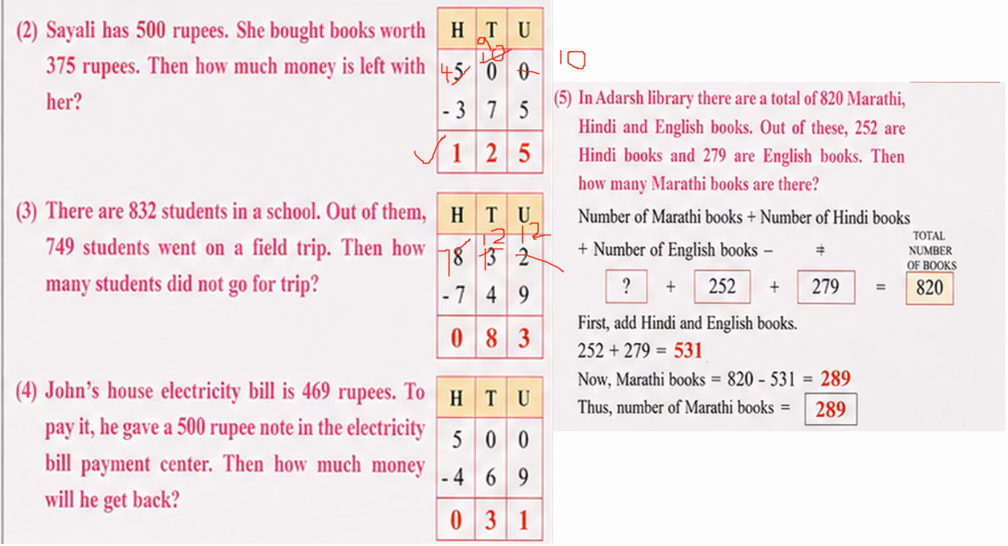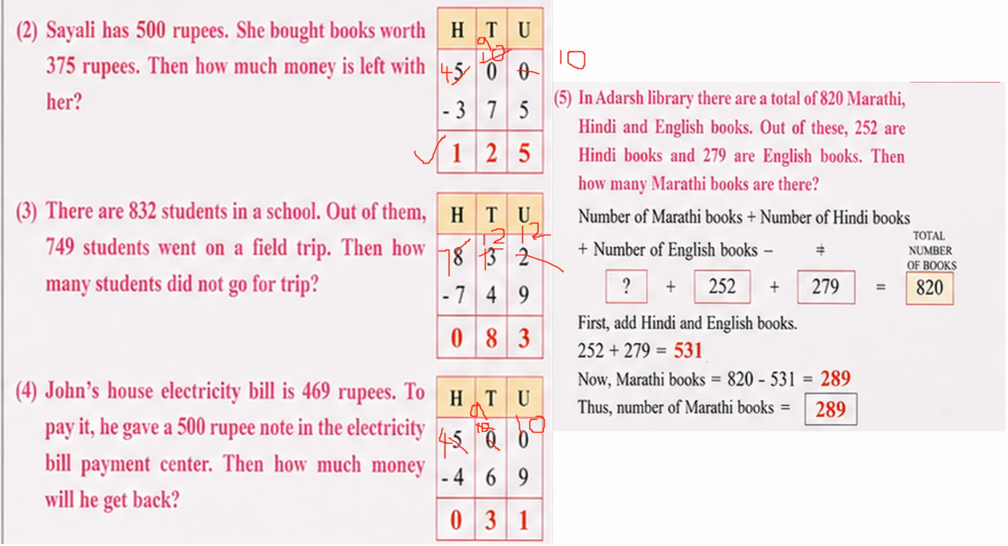John's house electricity bill is 469 rupees. To pay it, he gave 500 rupee note in electricity bill payment center. So how much money he will get back? So again 0 will not go, so we have to borrow it from the hundreds. We make this as 4. This will become 10. And again we need more from 10. So this will become 9. And units will become 10. So 10 minus 9 is 1, 9 minus 6 is 3, and 4 minus 4 is 0.